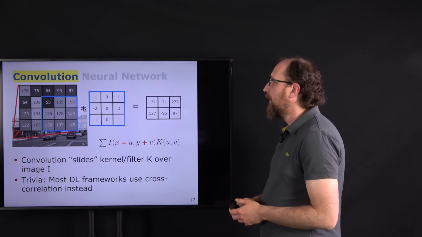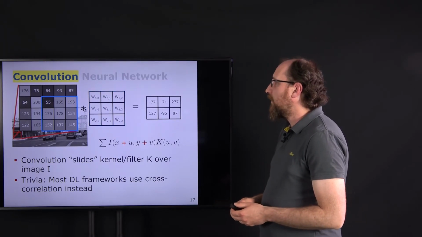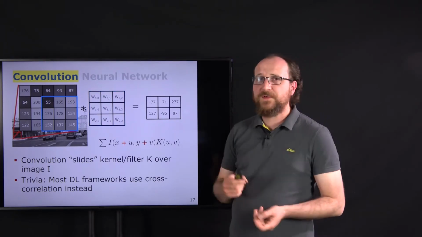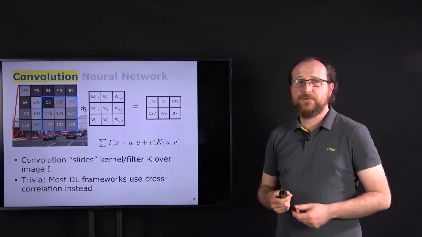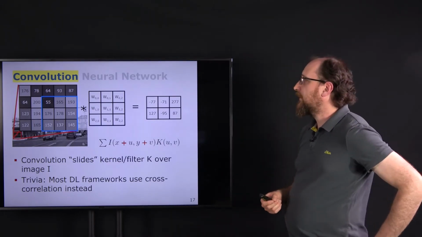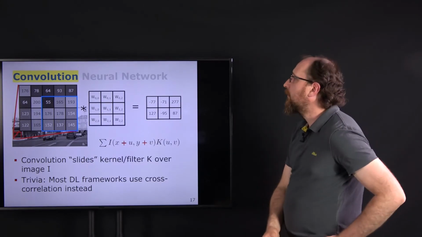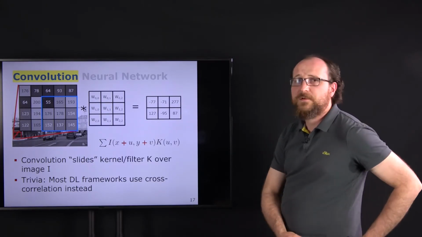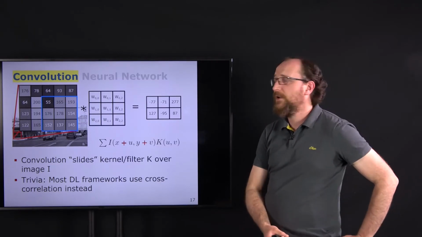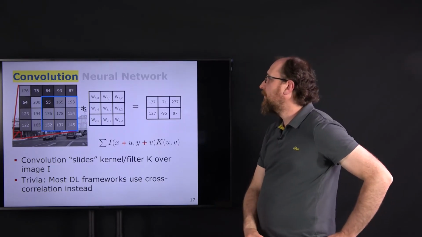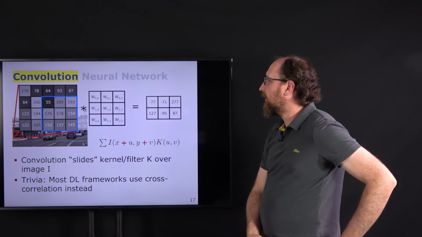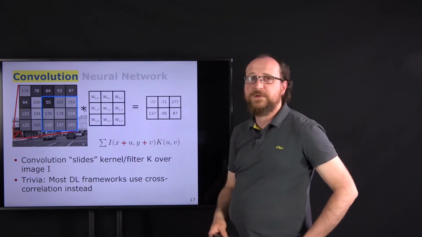Now, instead of having specific numbers, in convolutional networks these numbers are just parameters, and usually they are called weights. Therefore I use a W here to symbolize that they are the weights. This is the thing that we want to learn in the end.